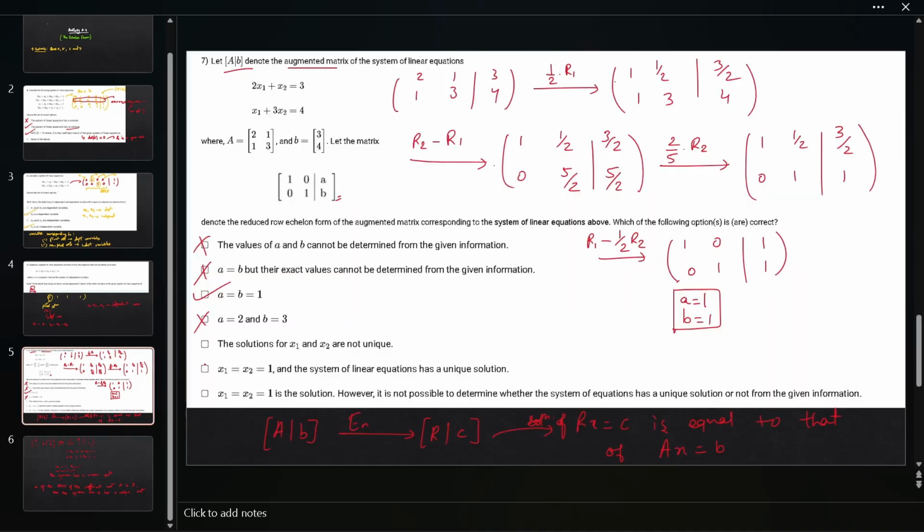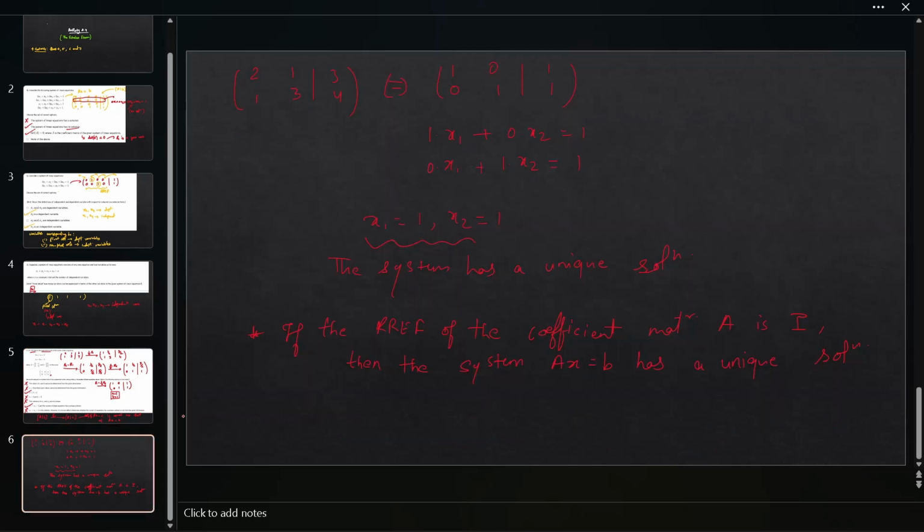Okay, so let's check the option. This says are not unique. No, it is incorrect. It says the system has a unique solution, so it is correct. So it says x1 equal to x2 is a solution. However, it is not possible to determine whether the system of equations has a unique solution or not from the given information. So this is also incorrect. So thus we have completed the question number 7 as well.